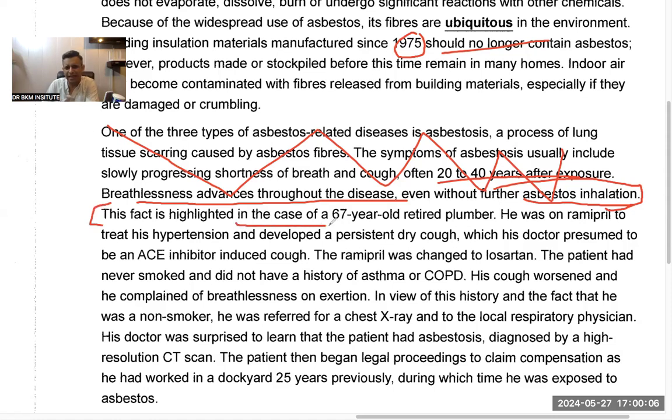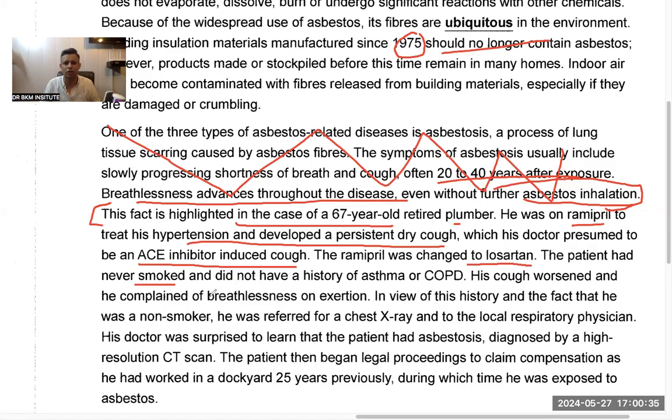This fact is highlighted in the case of a 67-year-old retired plumber. He was on Ramipril to treat his hypertension and developed a persistent dry cough. So there was a persistent dry cough. His doctor presumed it to be an ACE inhibitor induced cough. So maybe because of the medication side effect, the cough was happening. The Ramipril was changed to losartan. So they thought, let's change the medication.